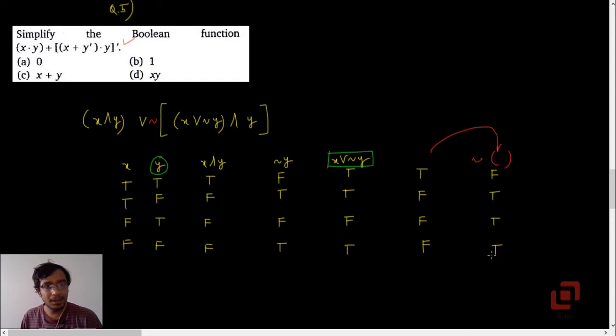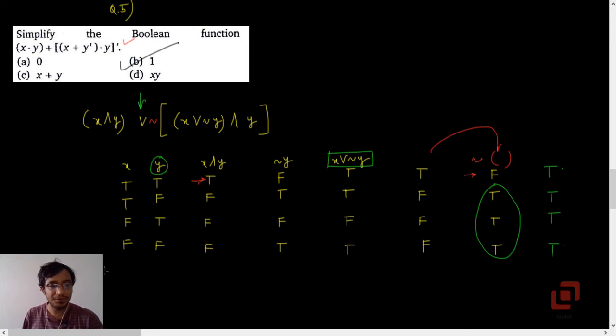Then we have got x and y or that. Now x and y is true in the first row, and for this proposition the truth value is false, but because we are taking the disjunction, it must be true. And now it doesn't matter what truth value x and y has, because the other proposition is always true, it's going to be T, T, T, T. What does it mean? It means the Boolean function is a tautology or 1. So that is option B.